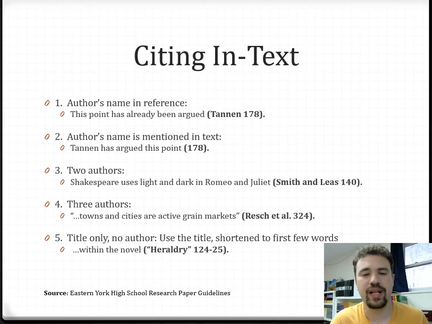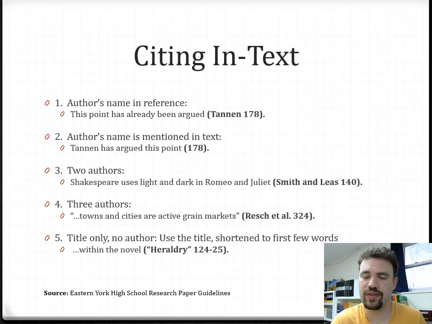However, in MLA, if you mention the author's name in your own wording, in your own text, so if I said, Tannen has argued this point, all I would need to put is the page number, because the author's name had already been given, and I don't need to double that up. They would still be able to go and look and find Tannen in my works cited list. All right, so that gives you some of the basics.